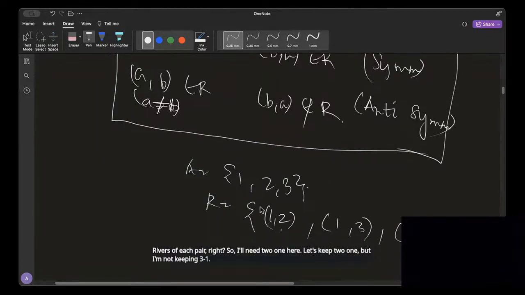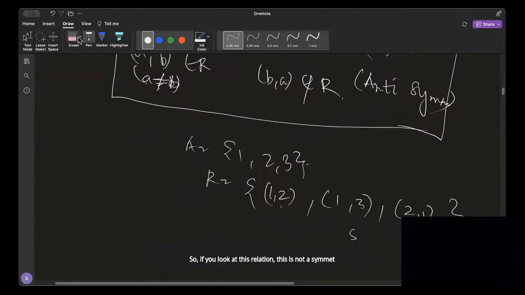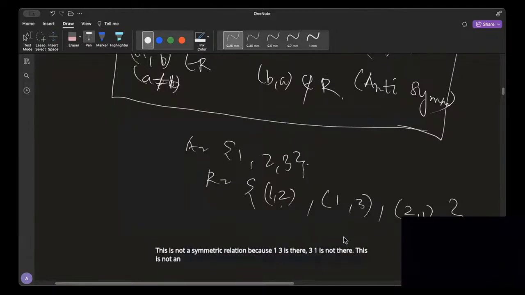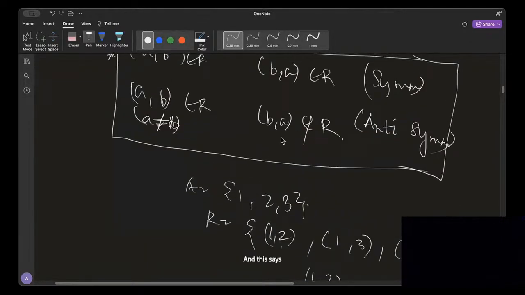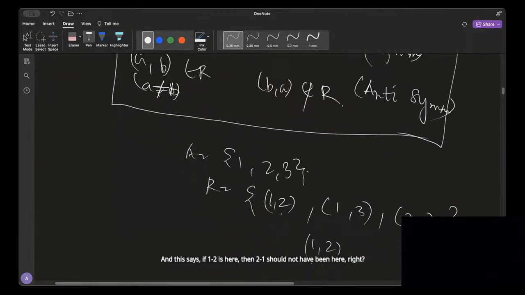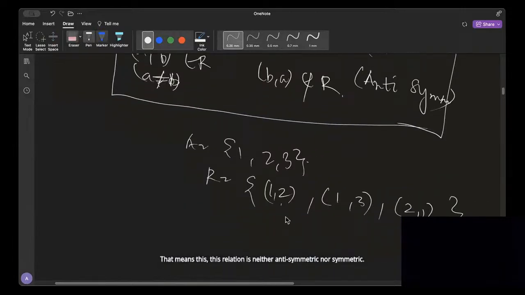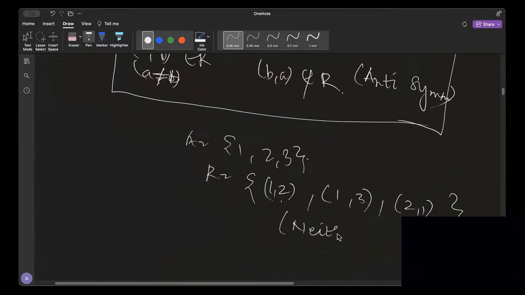If you look at this relation, it is not symmetric, because 1, 3 is there, but 3, 1 is not there. It is not anti-symmetric either, because 1, 2 is here, and anti-symmetry says if 1, 2 is here, then 2, 1 should not have been here. That means this relation is neither anti-symmetric nor symmetric. Is that okay?